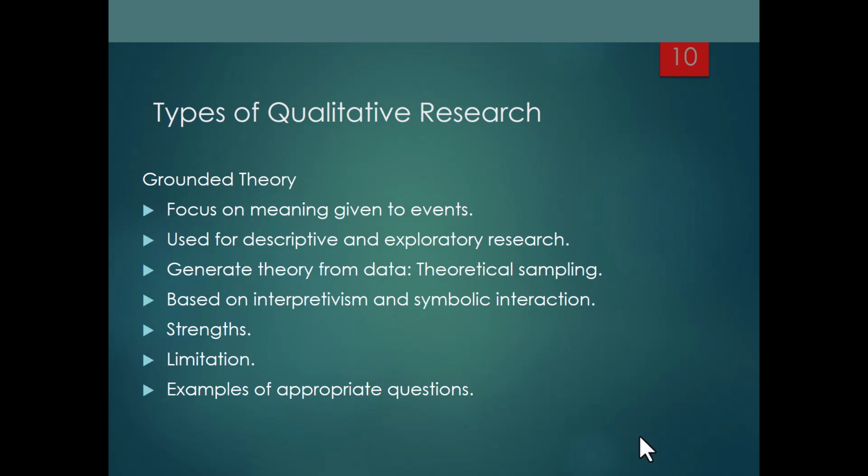They ask questions of the data, leading to additional data to fill gaps in theoretical formulation. Grounded theory is based on interpretivism and symbolic interaction. Interpretivism focuses on the way people make sense of reality. Symbolic interaction indicates that people derive meanings of events due in part to their interactions with others.